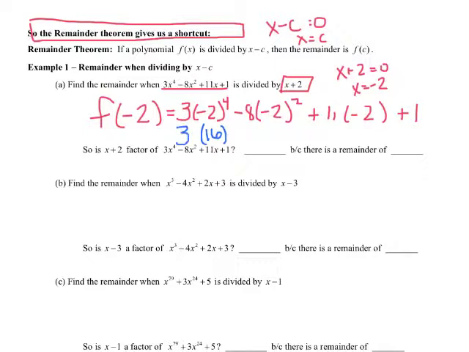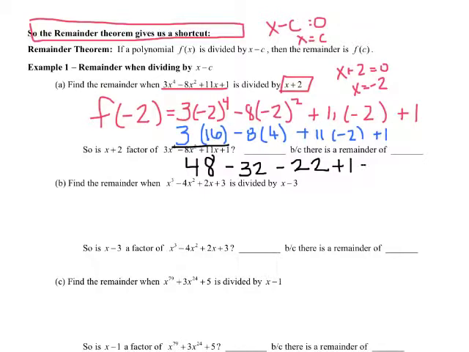All right, now I've got minus 8. Negative 2 squared is positive 4. I'm just going to rewrite all of this. I'm not really multiplying right now. All I did in that step was apply the exponent of 4 and the exponent of 2. Now I'm going to multiply. So 3 times 16 is 48, minus 32, minus 22, plus 1. So 48 minus 32 is 16, minus 22 is negative 6, plus 1 is negative 5.